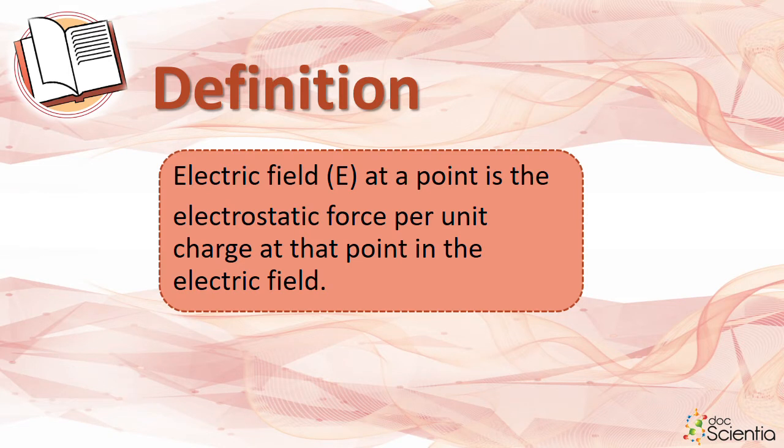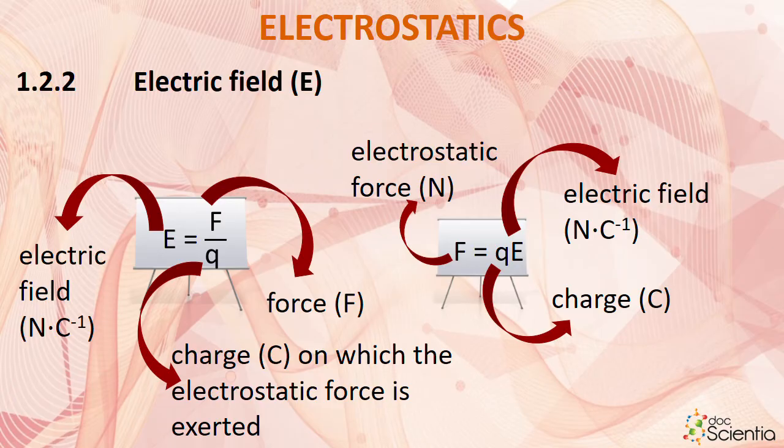Electric field at a point is the electrostatic force per unit charge that point experiences in the field. So, hoeveel krag, fisies, hoeveel Newton per lading, and that's where we get this formula from.